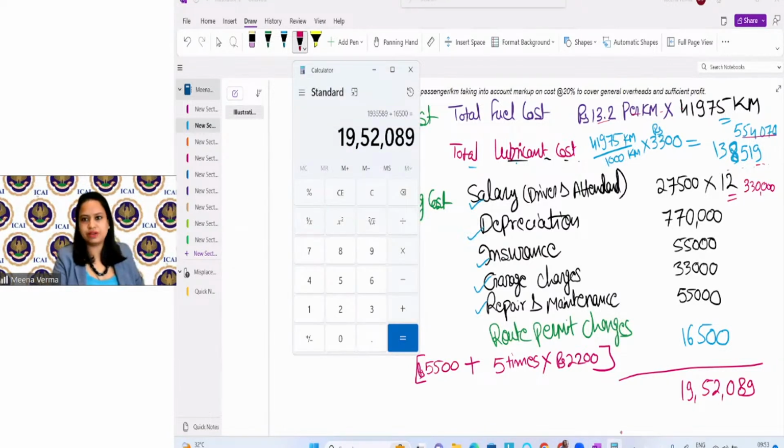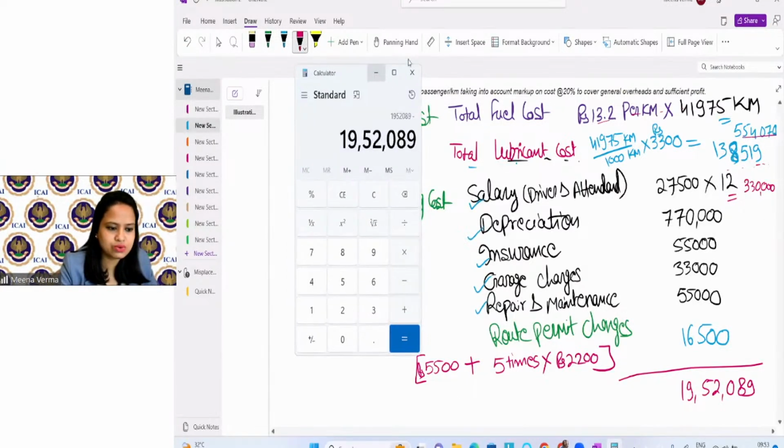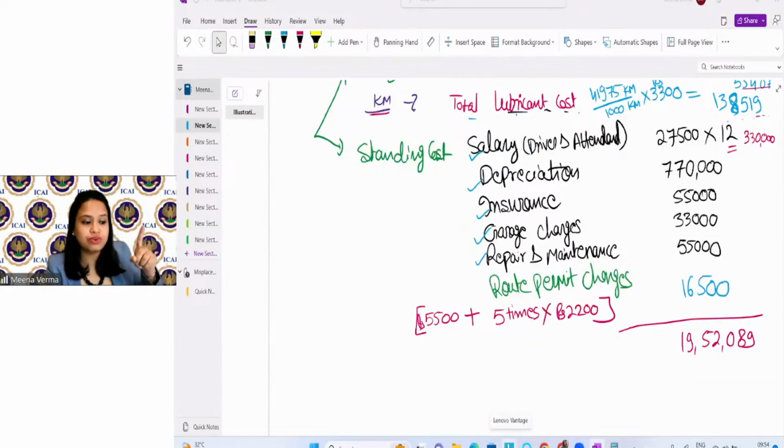Okay, this is the value. This is what the total cost we have in the company. All right, this is the total cost we are having in the company. But now what do we have to do? It is given in the question that we want to maintain a profit of 20%. So now 20% profit we should add.